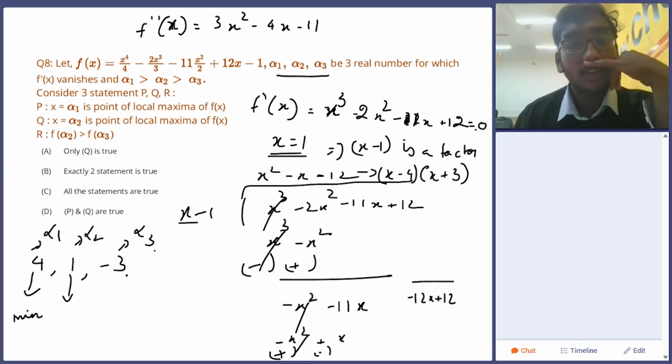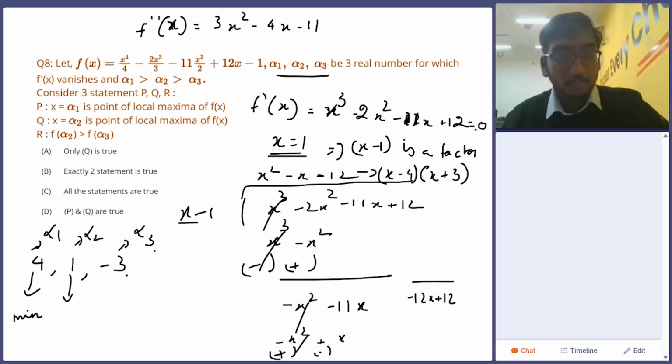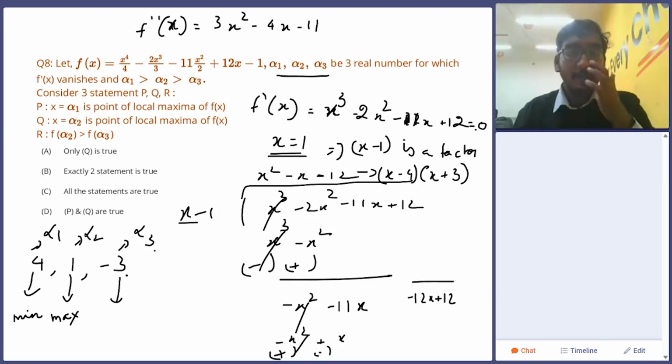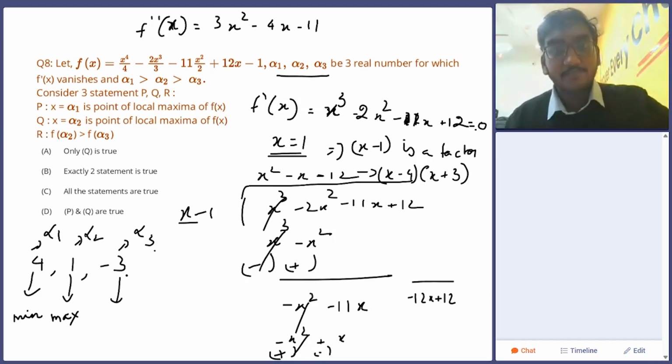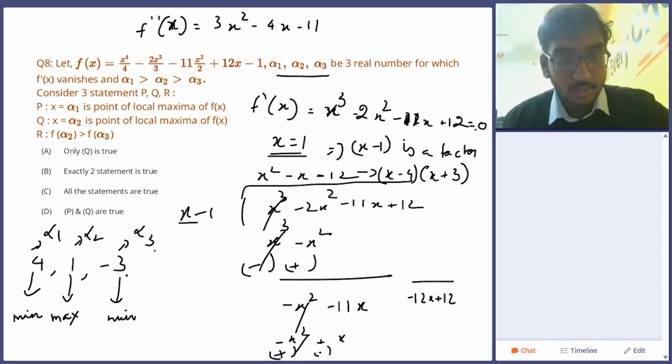F double dash of x will be what? It will be negative, right? The expression will be negative. That means it's a point of maximum. And what about minus 3? It will be 27 plus 12 minus 11, no? It is actually 28. That is also positive. That means it's also a point of minima, okay?